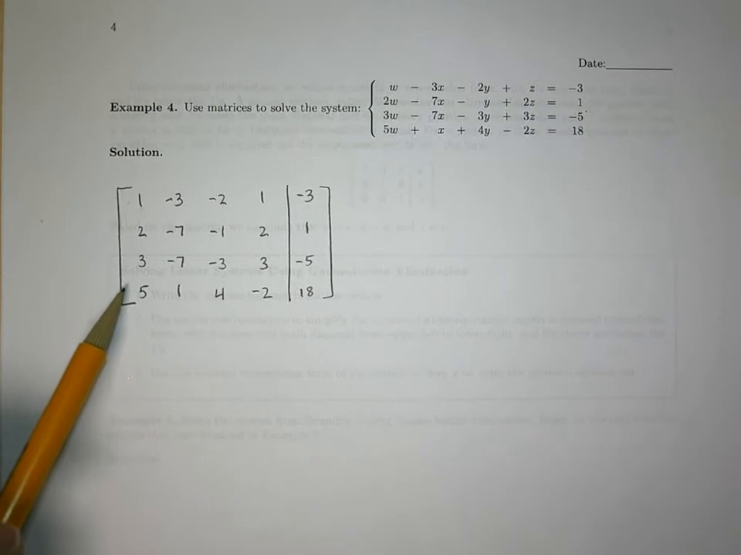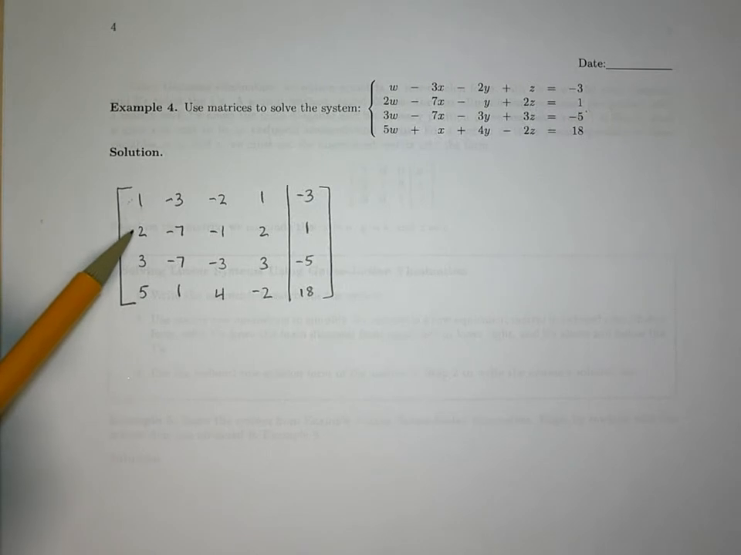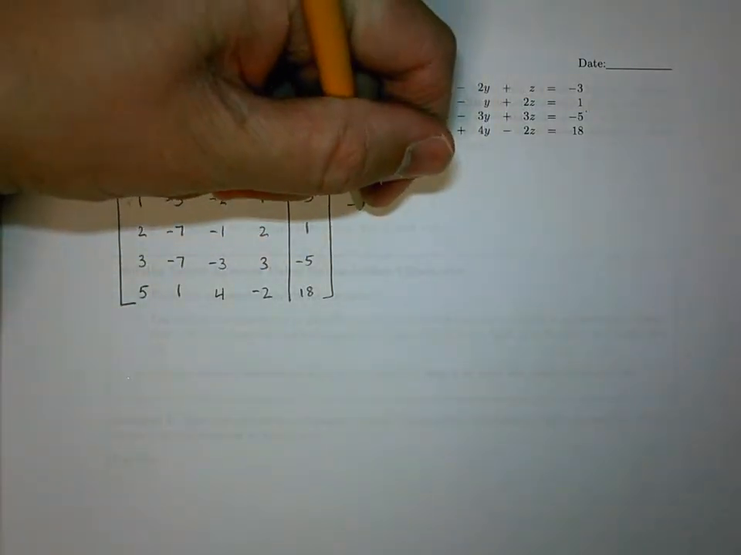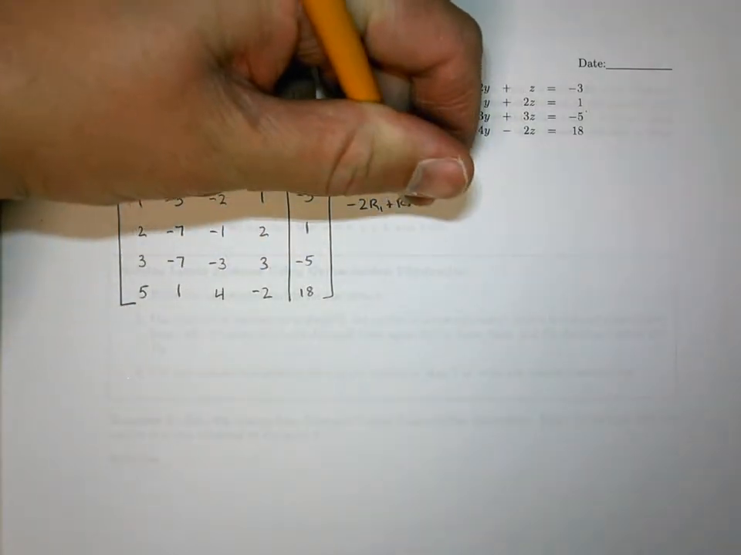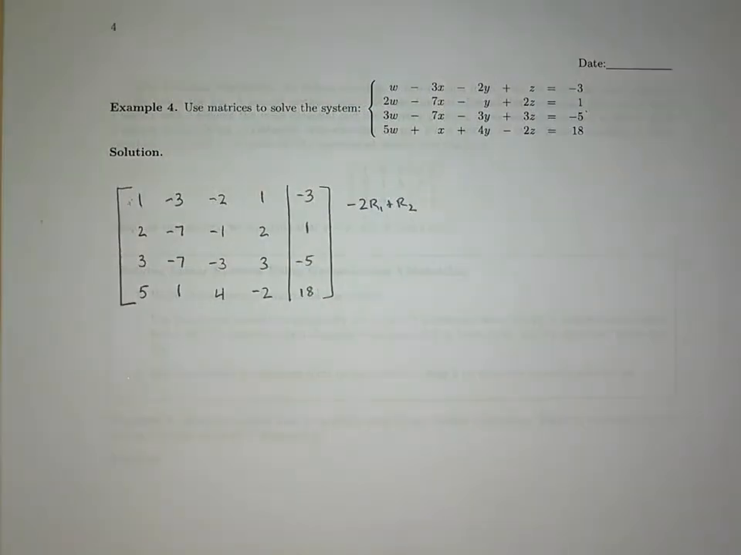So if I were to take this w, in equation 1 and equation 2, I have a 1w and a 2w. If I could make this a negative 2w and add it to this 2w, then we would eliminate w. So to accomplish that, I'm going to take negative 2 of row 1 and add it to row 2. Now that's going to eliminate w, and I'm going to write that as the new row 2. It's just a new equation in my system.